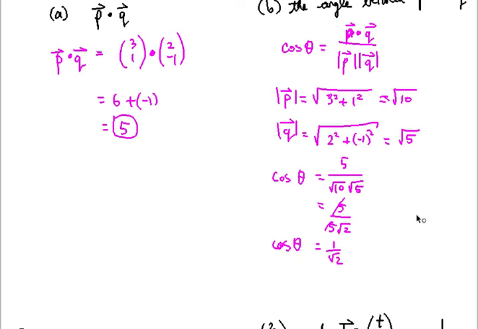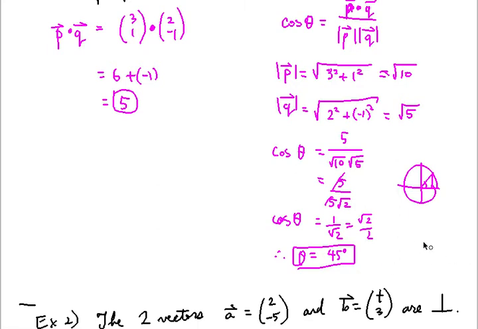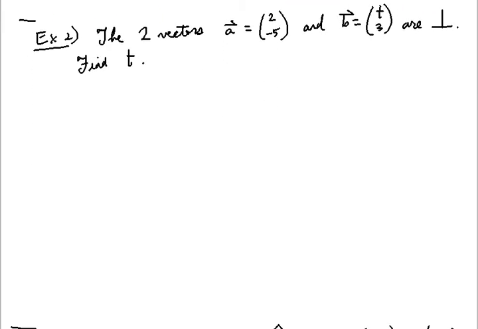What is that? Well, on my unit circle, that's a special triangle. That's root 2 over 2, and it's positive, so it's going to be 45 degrees right there. So theta would be equal to 45 degrees, and that would be the angle that I'm interested in. So that would be the angle between P and Q. Okay? Let's try one more example.